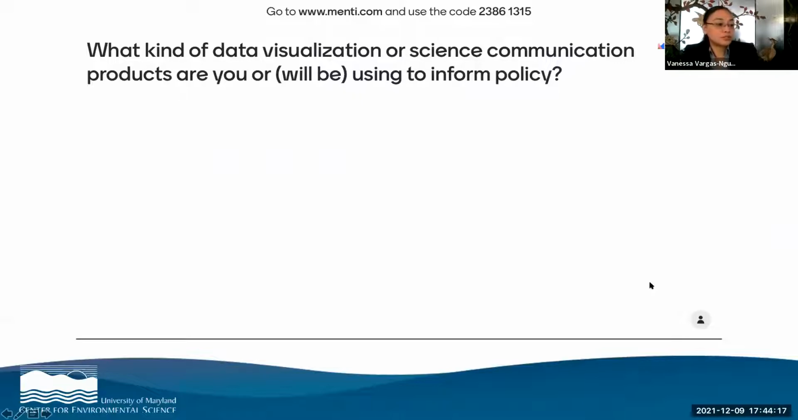So this will be the last mentee activity. What kind of data visualization or science communication product are you or will you be using specifically to inform policy? I know you have homework from Will earlier, so maybe that's something you could answer as well.